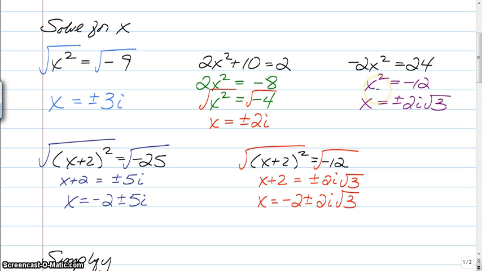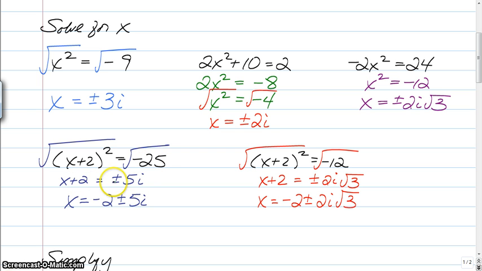This one you just had to divide by a negative 2, and then the square root of 12 is 2i root 3. Since it's solving for x, we have plus or minus 2i root 3, and you're done. Take the square root of both sides on this one, and you're going to get plus or minus 5i for the square root of negative 25.